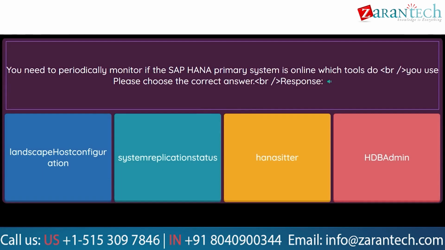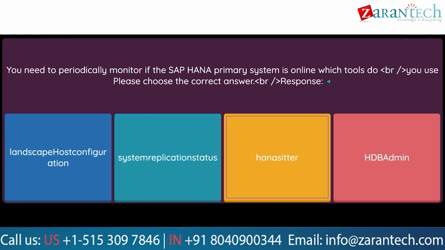Question: You need to periodically monitor if the SAP HANA primary system is online. Which tools do you use? Please choose the correct answer. Option 1, landscape host configuration. Option 2, system replication status. Option 3, HANA Sitter. Option 4, HDB admin.